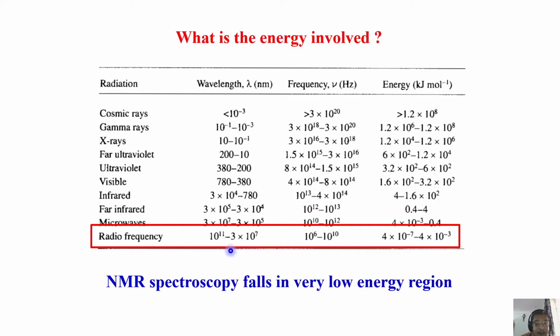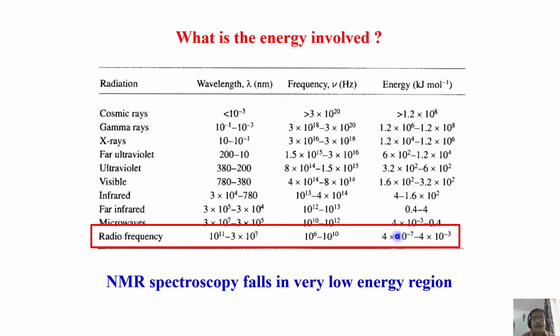If you come to the radio frequency region, energy is very small, of the order of 10 to the power of minus 3 to 10 to the power of minus 7. Very, very low energy region. NMR spectroscopy falls in the very low energy region. That means the interaction energy of the nuclear magnetic moments with the external magnetic field is very weak. The weak interaction energy is really the strength of NMR.